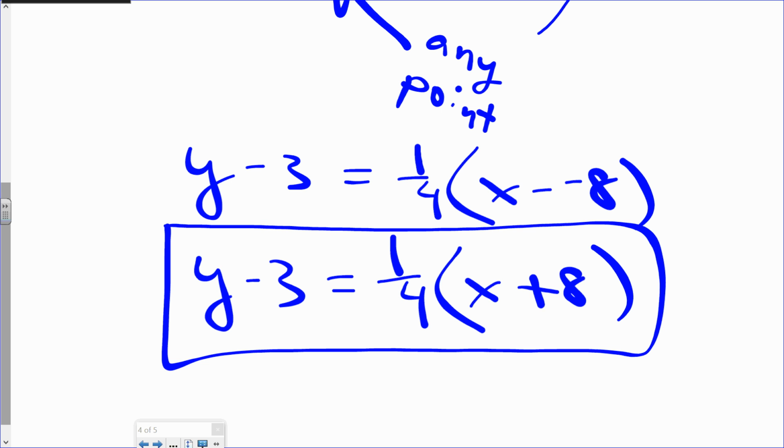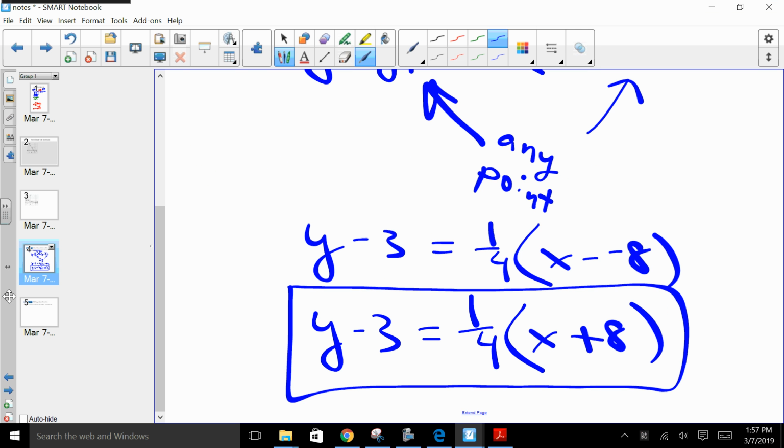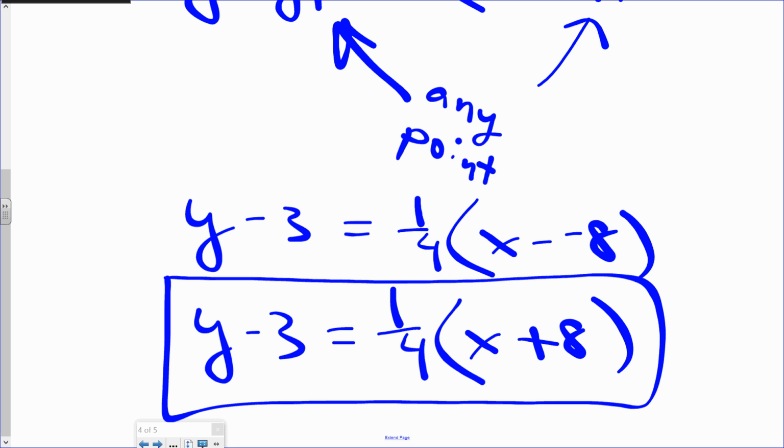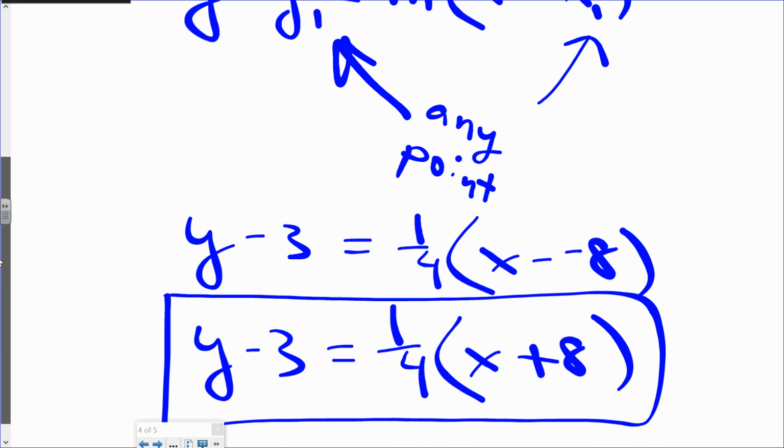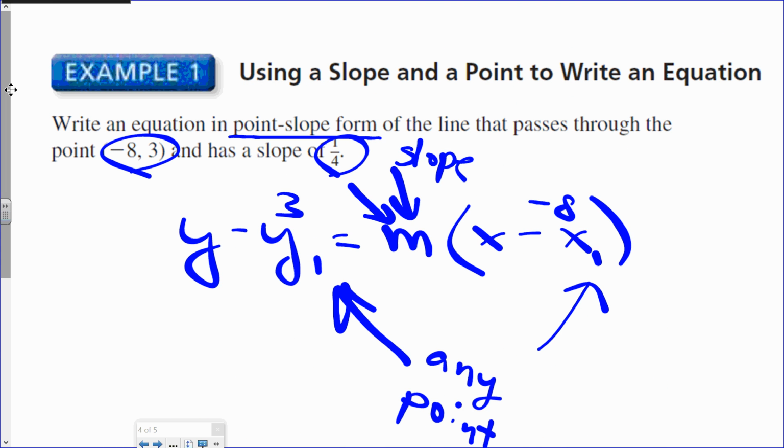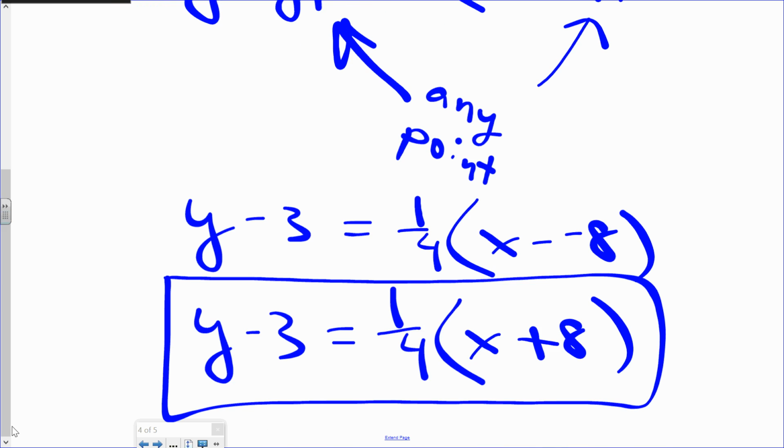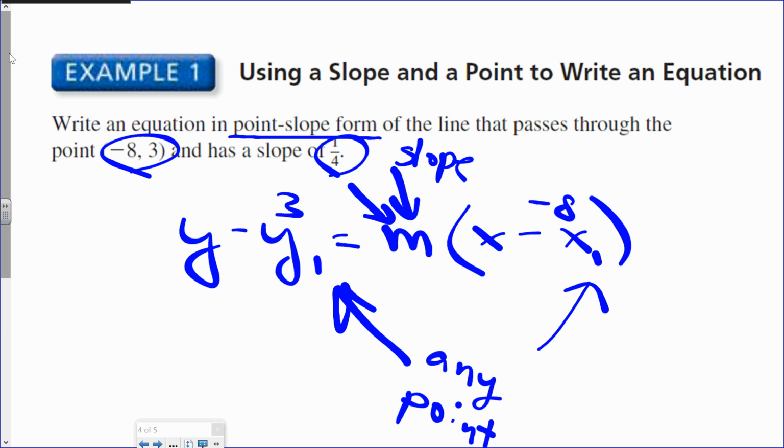Easy, easy, easy. Okay. Let's go into example 2. Any questions on example 1? If we're given a point and a slope, we can write it in point slope form. Yeah, it's really that easy. Okay. Example 2.